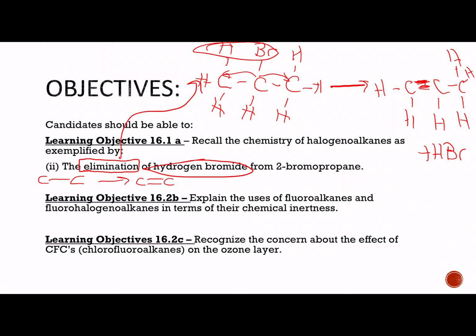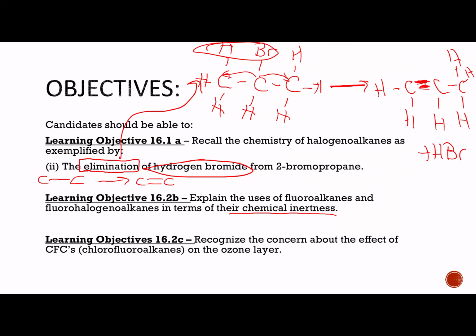And the second learning objective is to explain the use of fluoroalkanes and halogen fluoroalkanes in terms of their chemical inertness, meaning that they are unreactive. And finally, to recognize the concern of the effect of CFCs, chlorofluoroalkanes, on the ozone layer. So let's go ahead and get started.